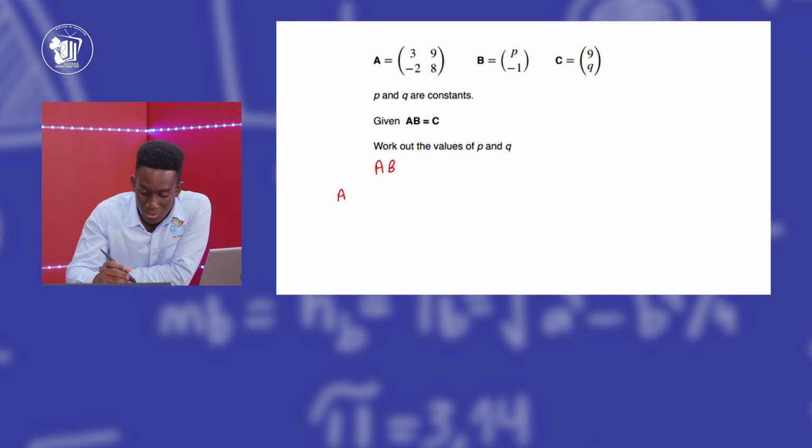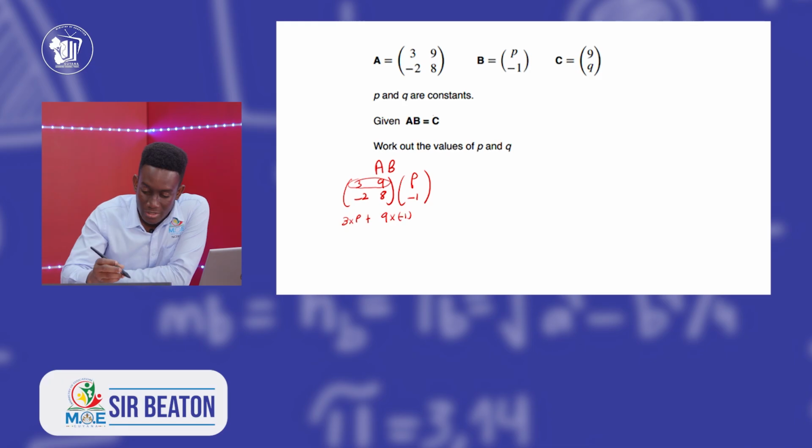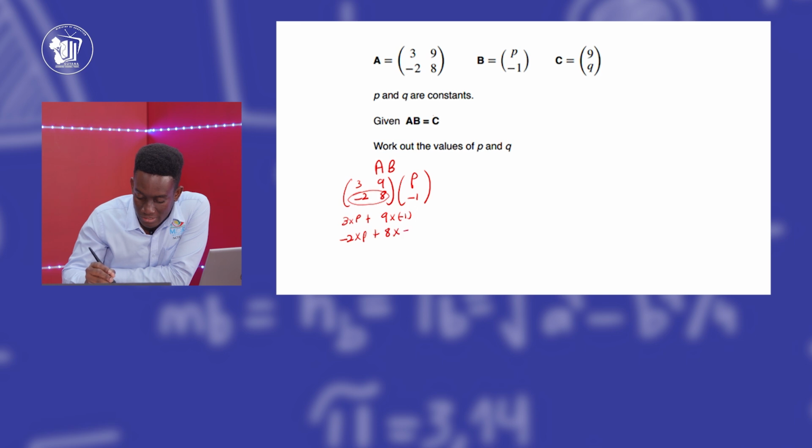We know the matrix A is equal to 3, negative 2, 9, 8, and we know the matrix B is equal to p, negative 1. We need to work this out and then we equate that to C. We know it's row by column. So it's this row by this one column. This will be 3 multiplied by p plus 9 multiplied by negative 1. And then we move on to the next row. This will be negative 2 multiplied by p plus 8 multiplied by negative 1.